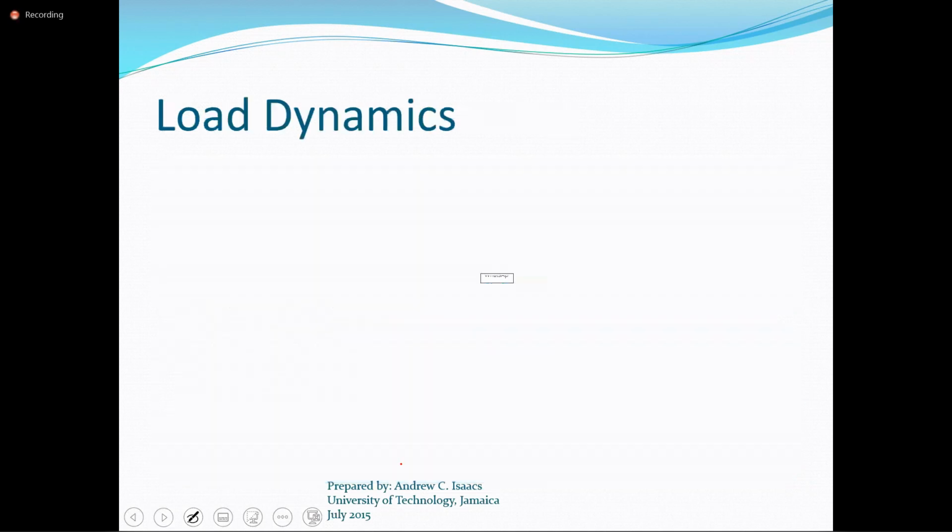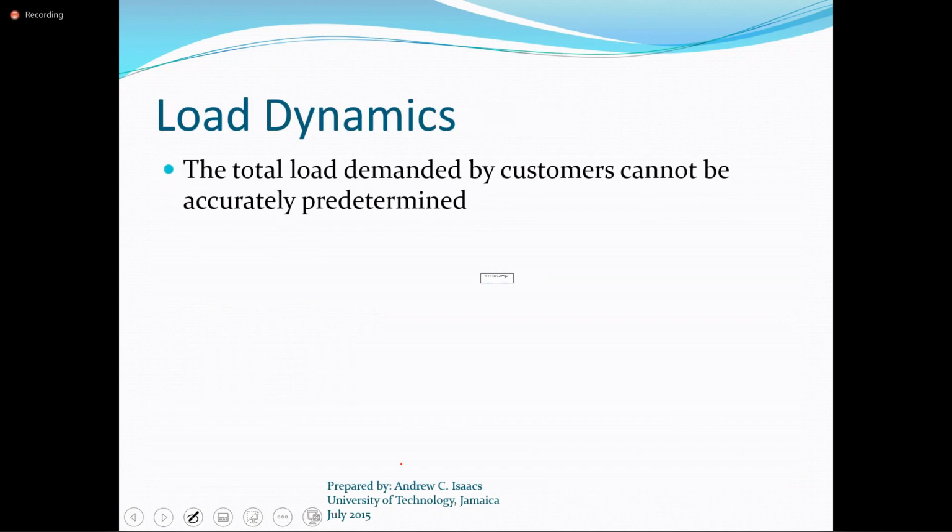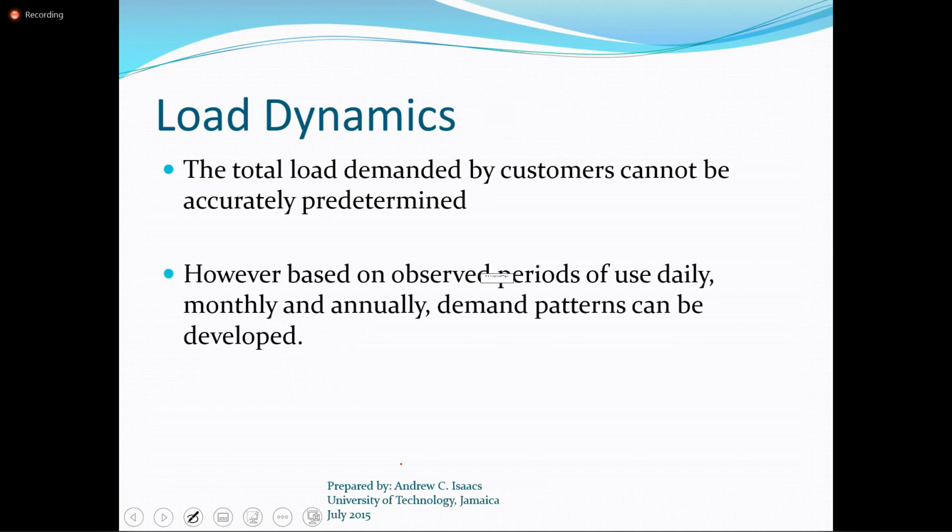So it's not an exact science. We can't dictate to the customers what they should be demanding. So the total load demand cannot be accurately predetermined. We can't say that in the next 5 minutes, this is what will be demanded, because the utility cannot be telling customers when to use what. I mean, they can encourage it, but they can't really dictate it.